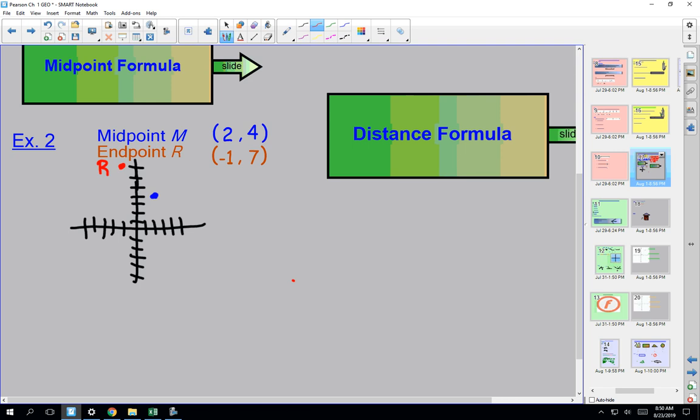Okay? So if I start at R, I have to go down 1, 2, 3. Just check me on this. So I go down 3. You can see it here. And then I'm going to go over how many? I'm going over 1, 2, 3 as well. So if I go down 3 and over 3 again, I'm going to land at my other endpoint. So 1, 2, 3, and then 1, 2, 3.